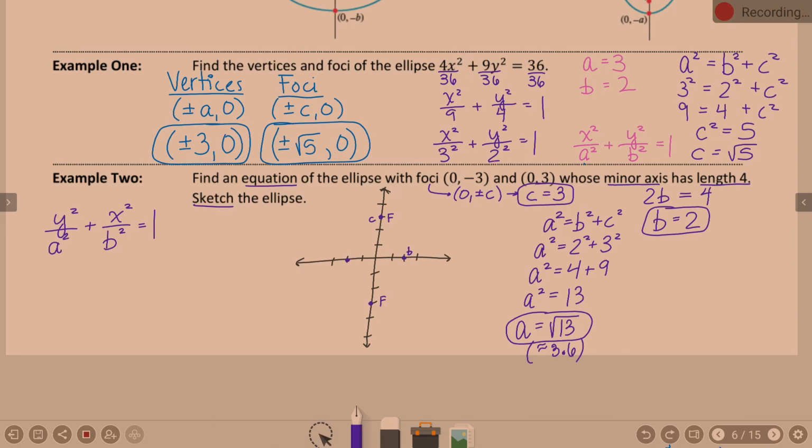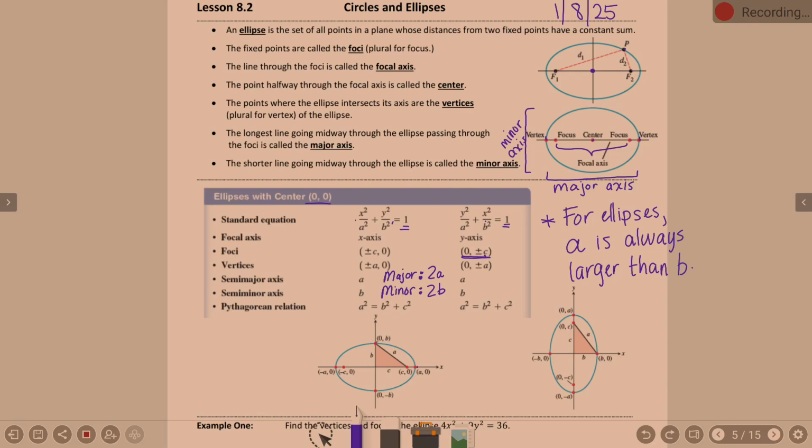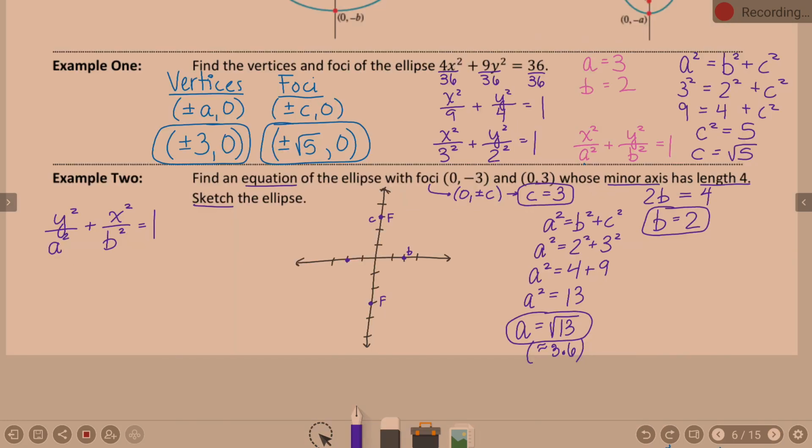Above your focus. Okay. A, remember, represents your vertices, which are outside of my foci. If I go back to here for right now, first of all, A are my vertices. And if you look at the picture here, here are my foci at C. Here are my vertices at A. So they're outside. They are on your major axis. And so in this case, they're going to go up and down.